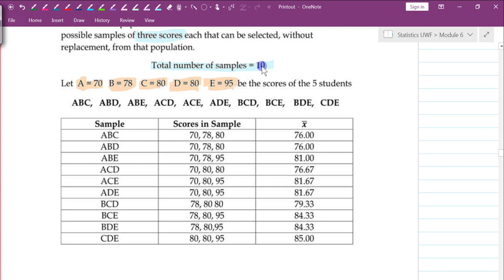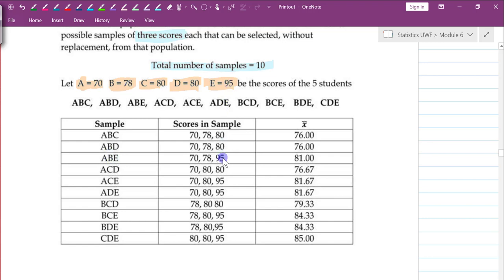Order is not important. So I could get A, B, C, and if I had A, B, C, that would mean I would have a 70, 78, and 80. Or I could say I have A, B, D. So A, 70, B, 78, D, 80. Or I could say I could have the combination of A, B, E. So A, 70, B, 78, E, 95.